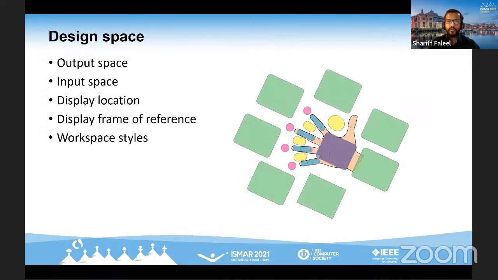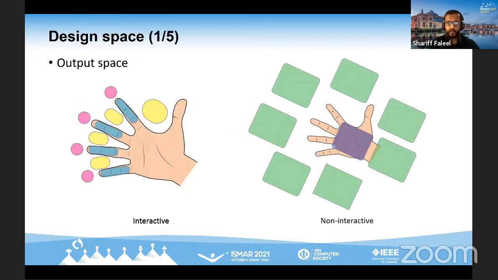And so first of all, we look at the design space of hand-proximate user interfaces, and we identify 5 different factors. The first one is the output space. And as I mentioned previously, we are particularly looking at single-handed thumb-to-finger interactions. So in that context, we can divide the output space into interactive output space and non-interactive output space.